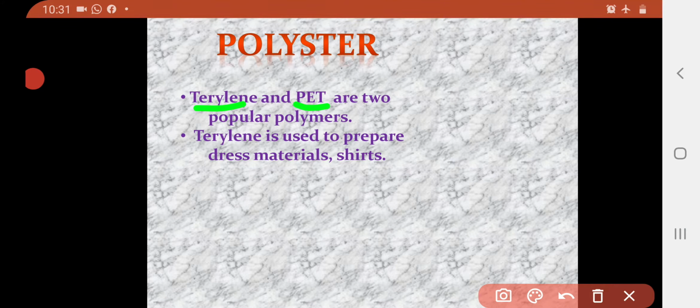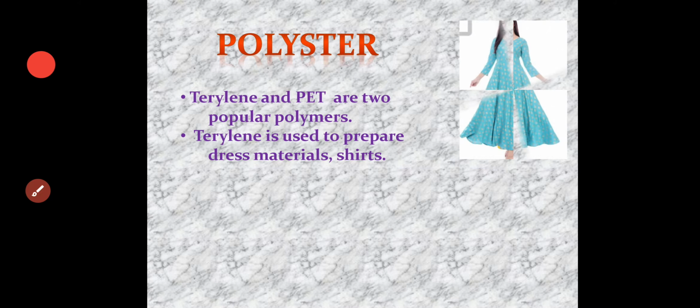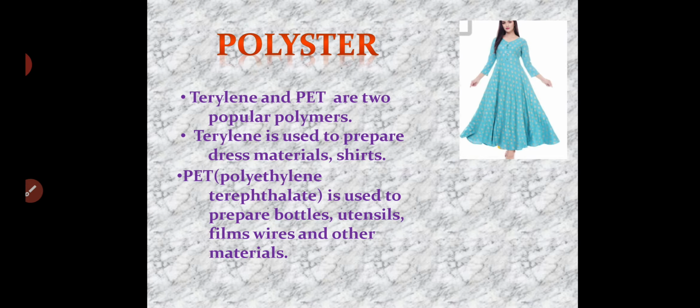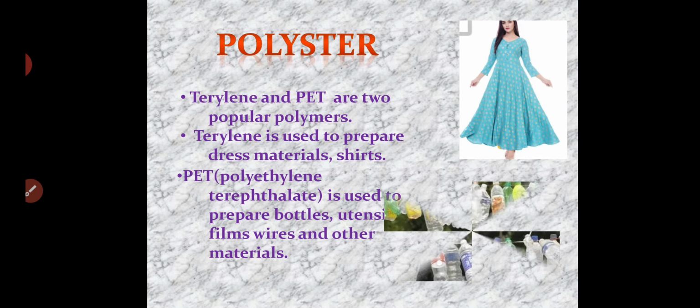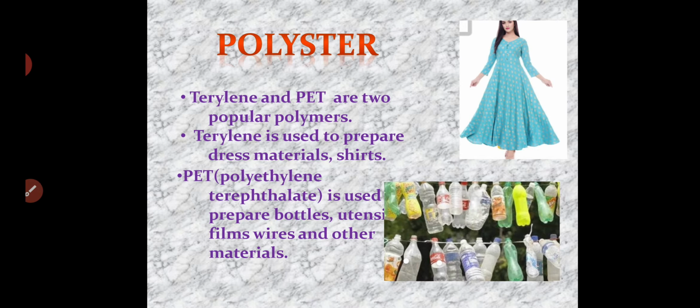Terylene is used to prepare dress materials and shirts. And what about PET? PET means polyethylene terephthalate. It is used to prepare bottles, utensils, films, wires and other materials. So this is one type of polyester.